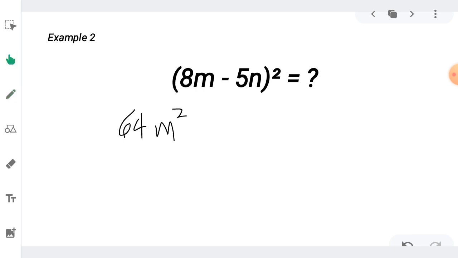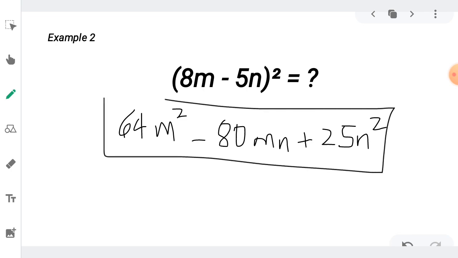And then again in getting the middle term, we need to get the product of the first term and the second term, and then we need to twice them. So 8m times negative 5n is equal to negative 40mn, times 2 is equal to negative 80mn. And then the last step is squaring the second term, which is negative 5n, yields positive 25n squared. So this is the answer in this given problem.